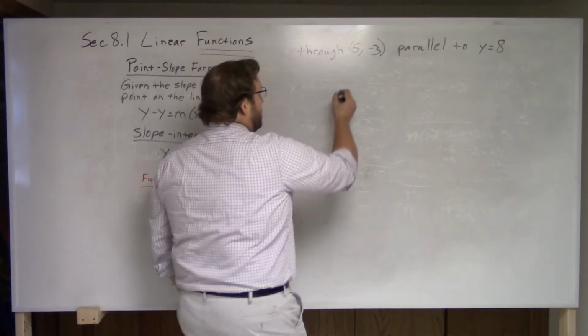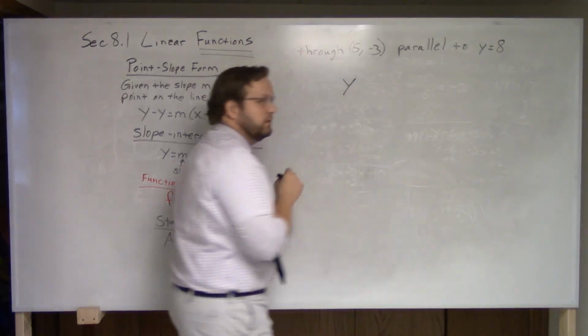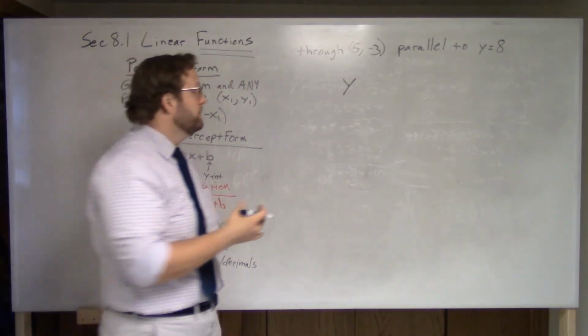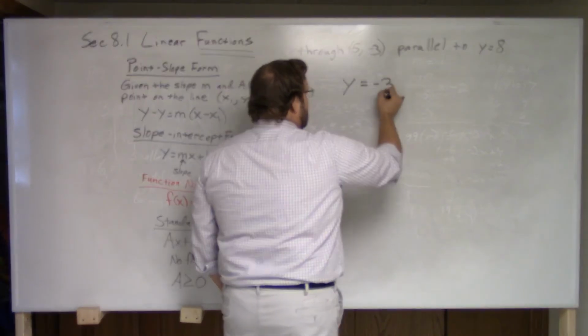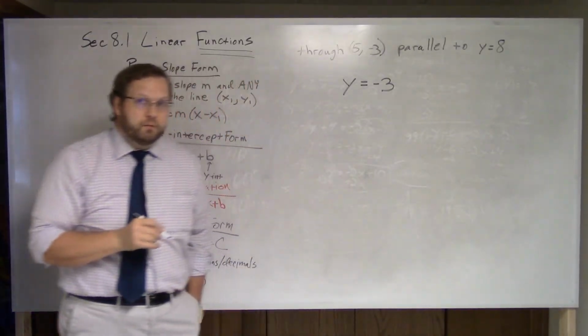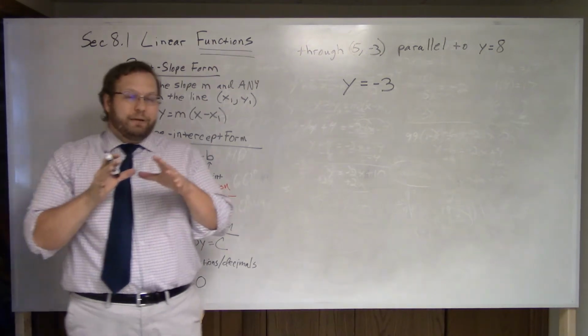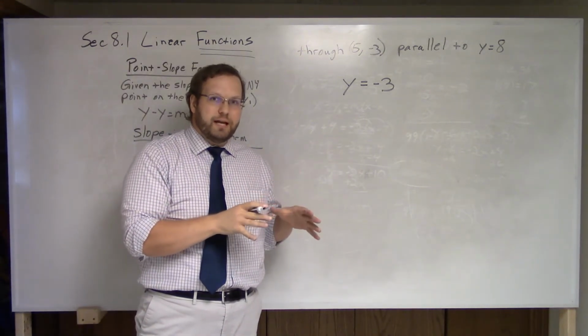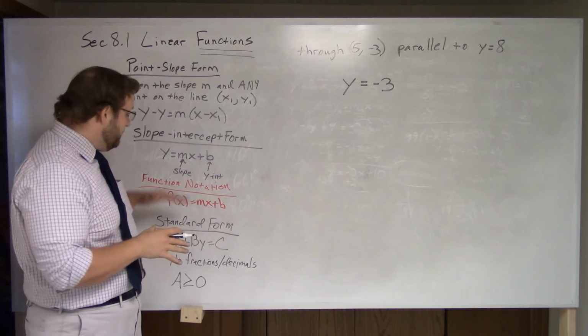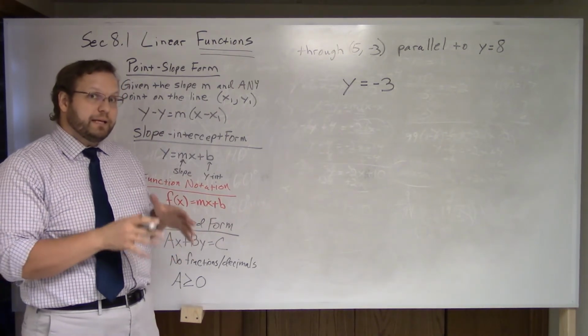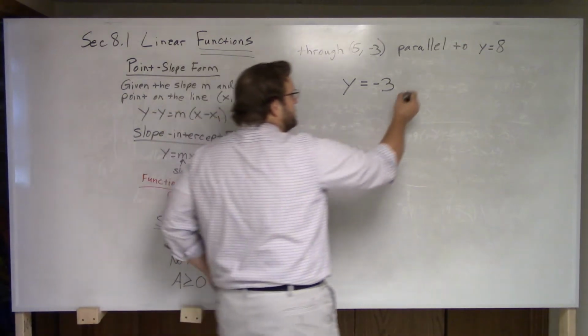So if I'm also a horizontal line, I'm going to have a y equals, and the only y value I touch is that negative 3. Now, when we deal with horizontal and vertical lines, we have to be careful with the forms that they ask us for. If they ask us for standard form in the instructions, then that's what we would have here.